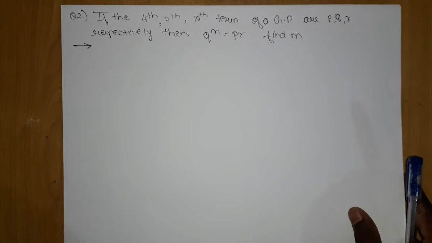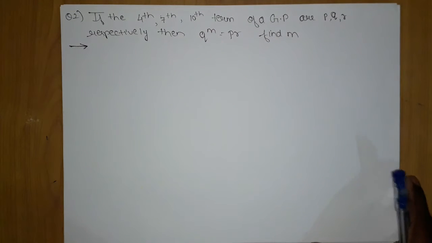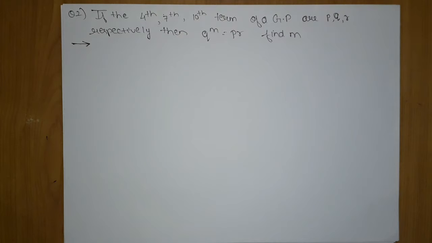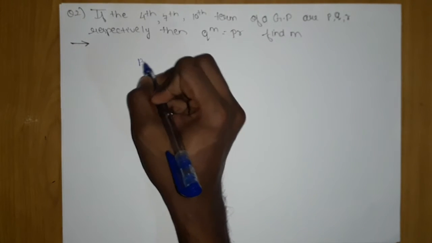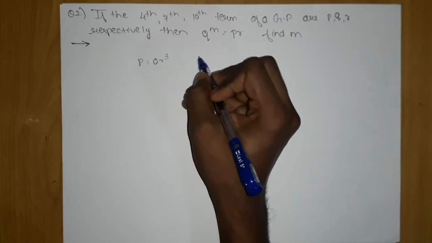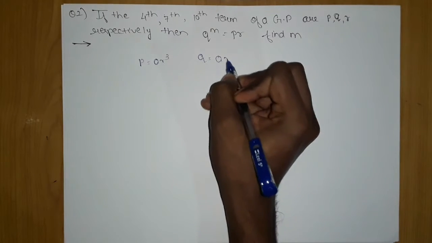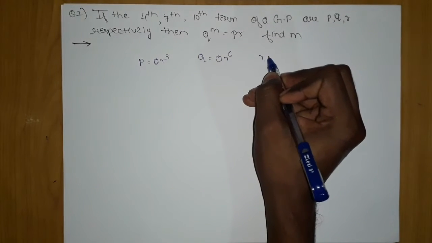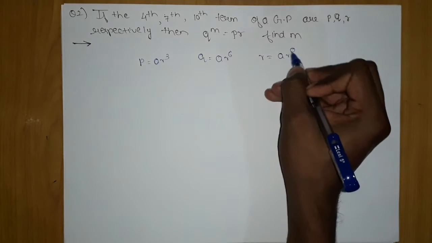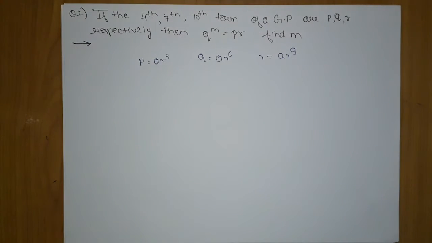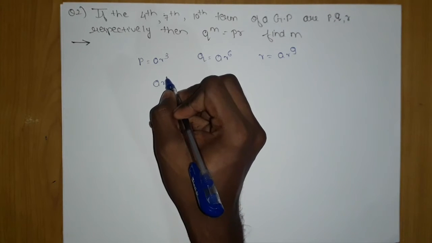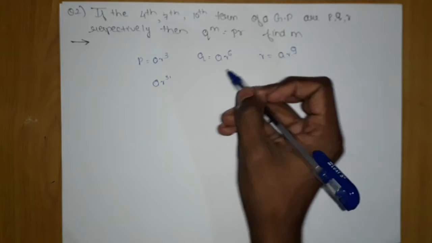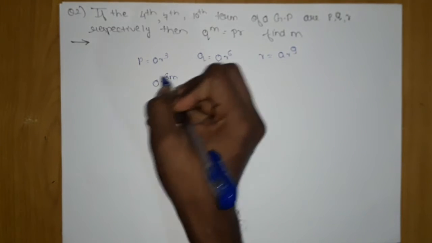Question number 2 is as follows: if the 4th, 7th and 10th terms of a GP are P, Q, R respectively, then Q power m is equal to PR. Find m. Now the fourth term is A R power 3. Similarly, the 7th term is A R power 6, and the 10th term is nothing but A R power 9. Now what we can do is substitute the values. If I substitute the P value, the power of R here will be 3m. Q is nothing but 6m, and this is nothing but m.